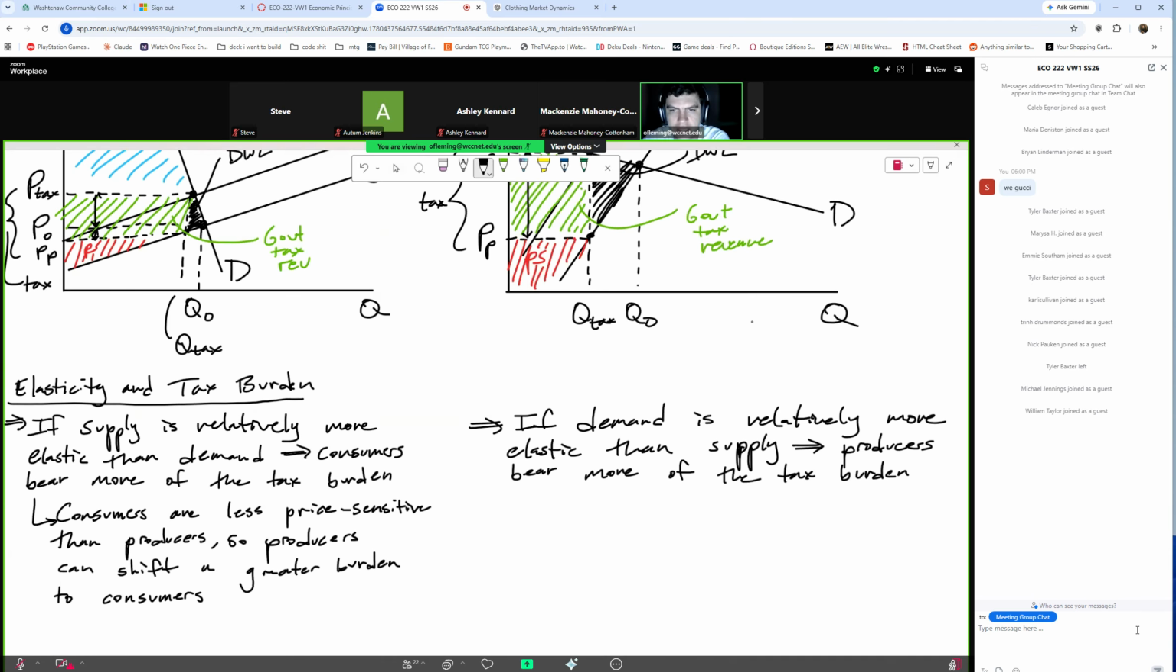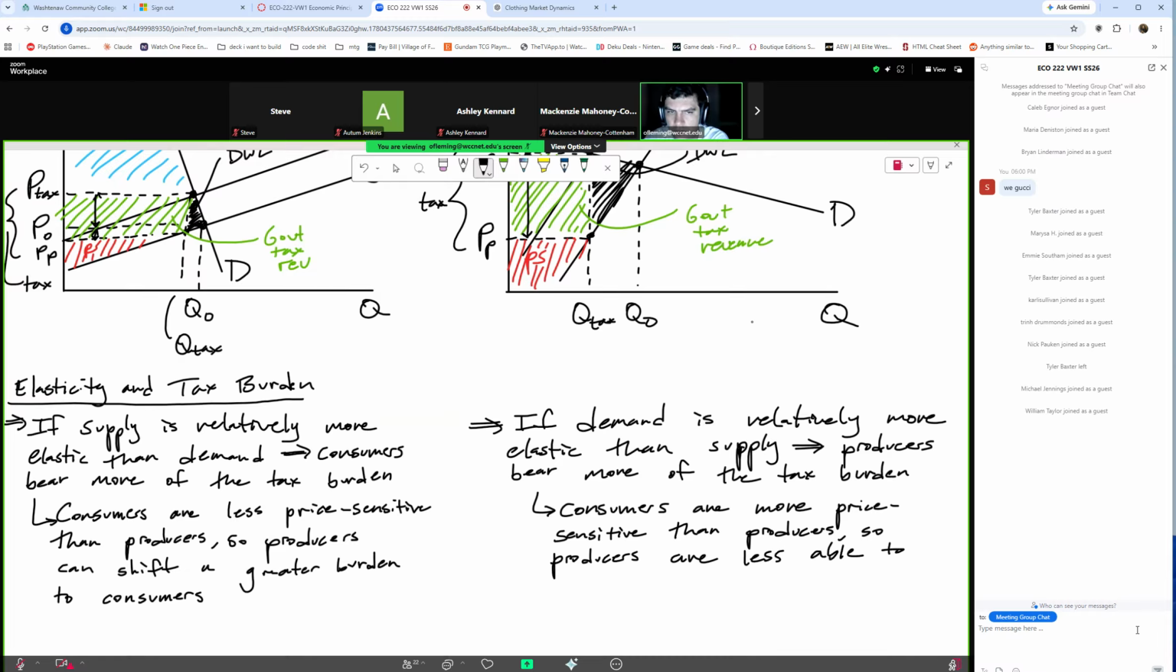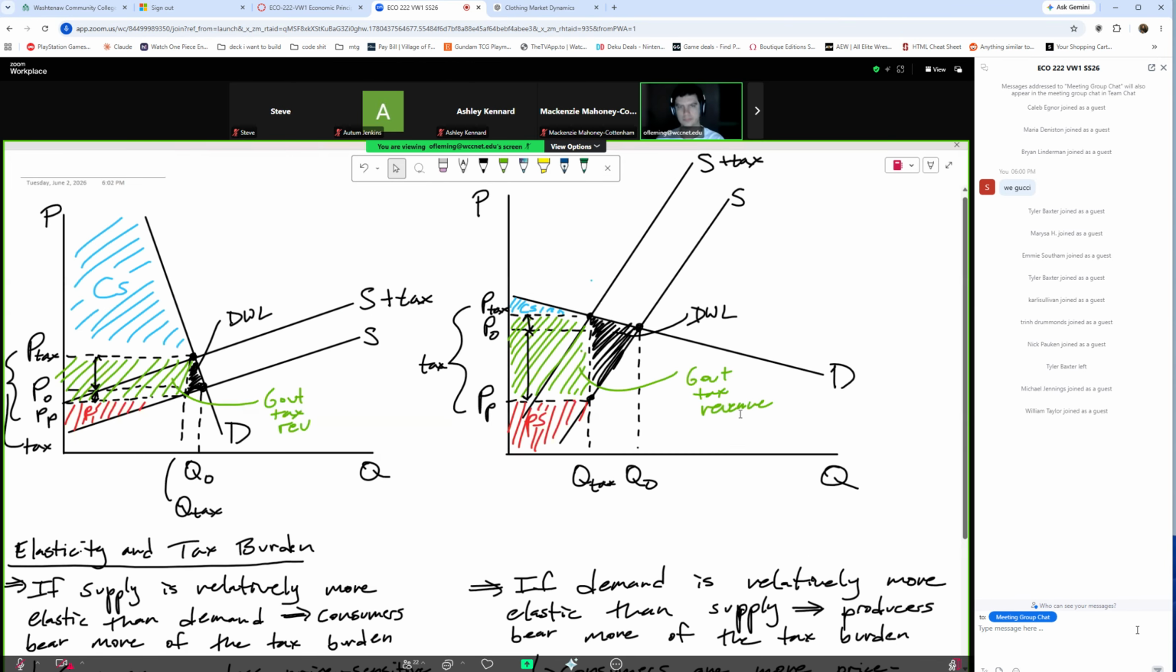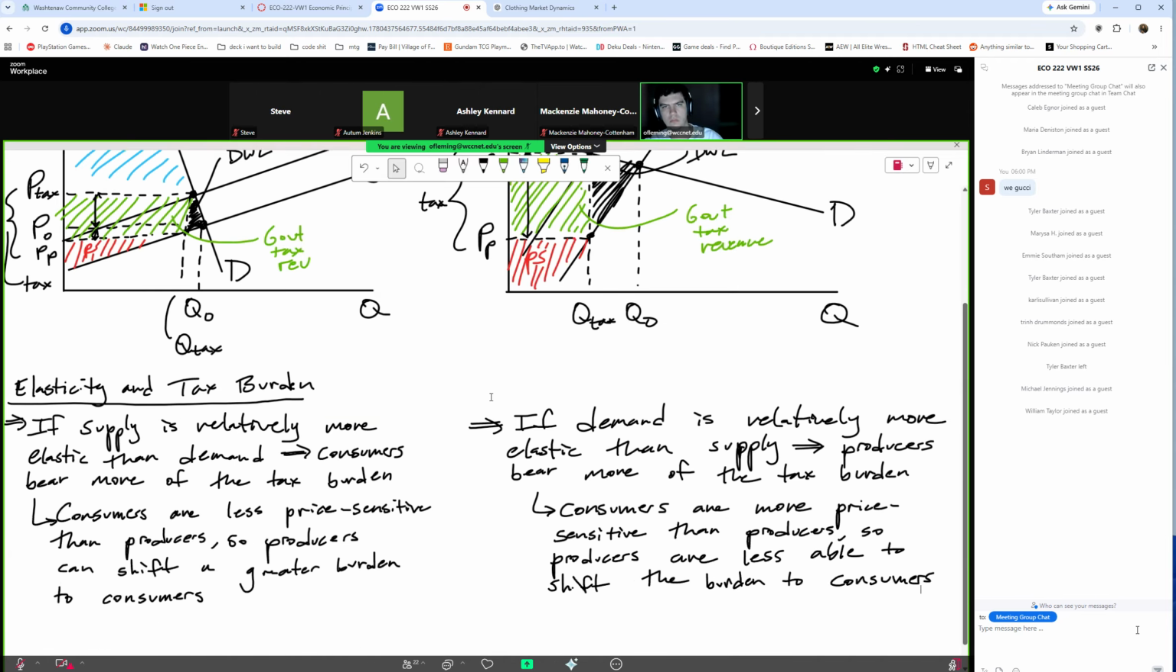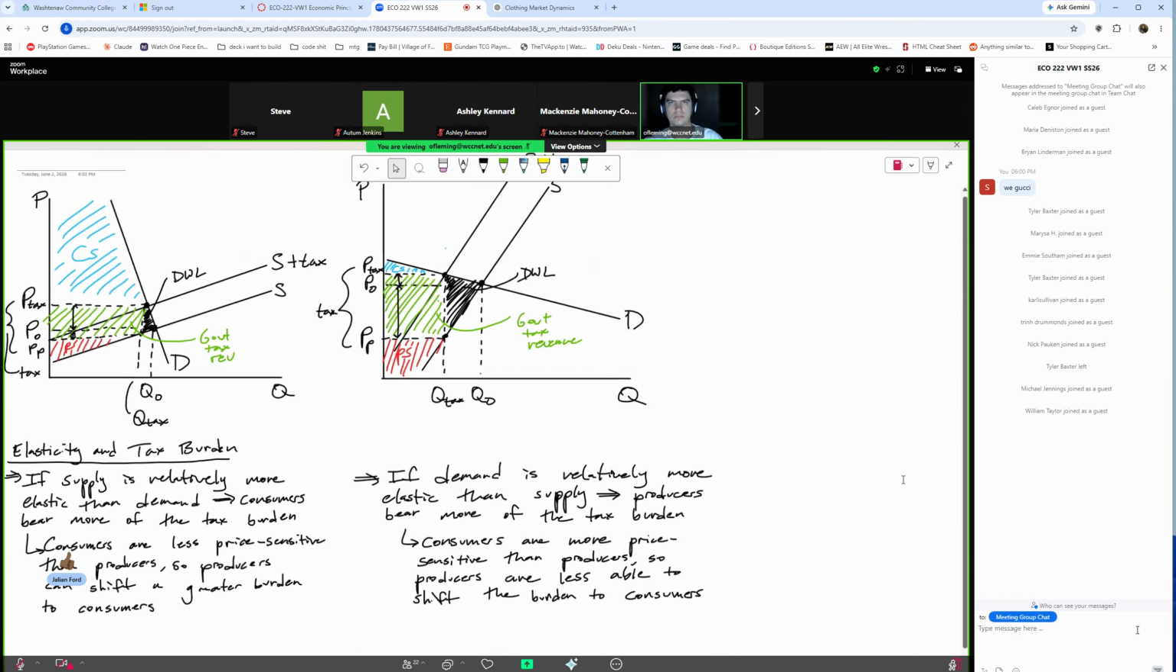So the idea there is that consumers are more price sensitive than producers, so producers are less able to shift the burden to consumers. How's that? Does that idea make sense?